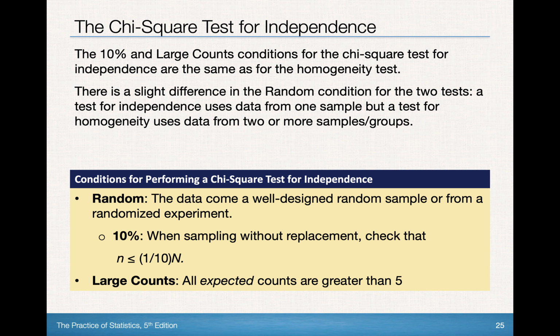We're going to have random, 10%, and large counts. Our large counts condition is that our expected values are greater than 5. If you're referring to expected values, you need to write the expected values down. Your calculator can do it for you. I showed you last week how your calculator can do it, so use the power of the calculator. If you don't want to use the calculator, you can do the row total times the column total over the table total, and that will give you the expected value of each cell in your two-way table.